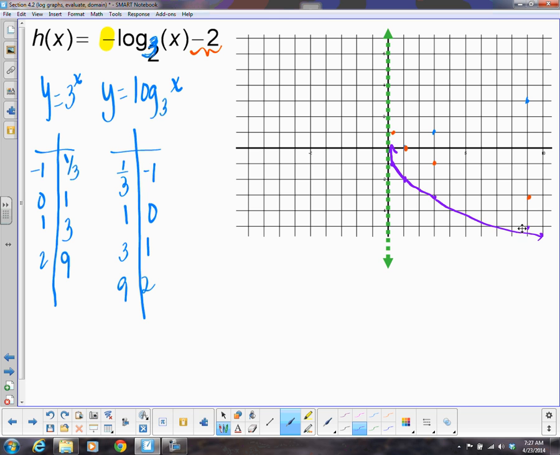Well, okay. So, yes, the asymptote did not move, because if I'm going to shift it vertically down, is it going to get off that y-axis? No.